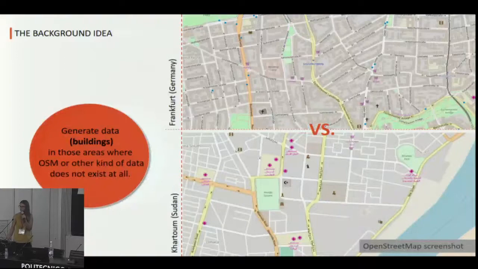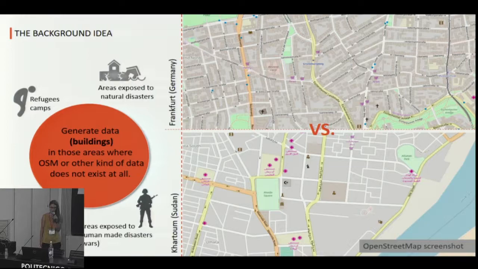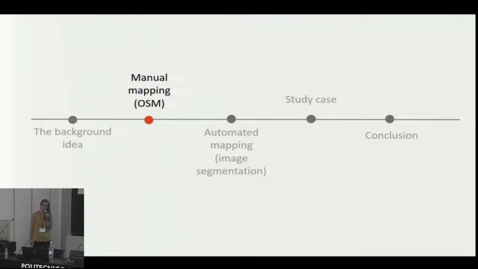As I told you, the background idea was to generate building data in those areas where OSM data or other kinds of data don't exist at all: refugee camps, areas exposed to natural disaster, poor areas like slums or other areas. So I wanted to do it manually using OpenStreetMap data, but my teacher convinced me not to do it because the data is bad.